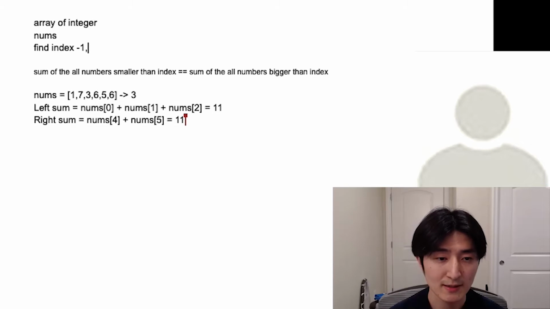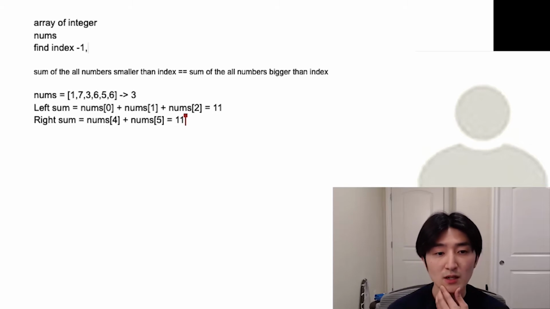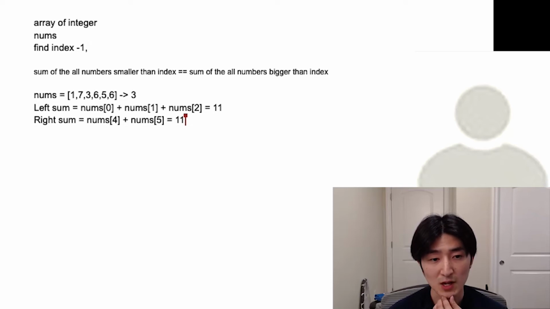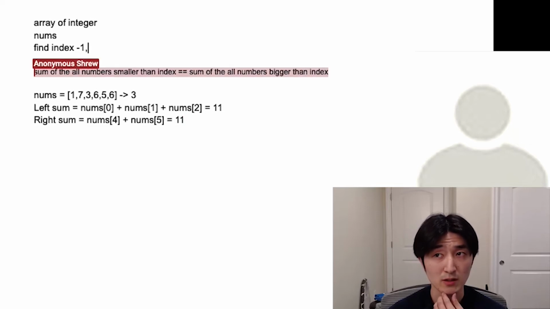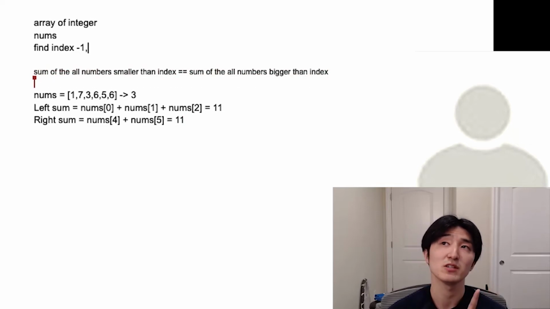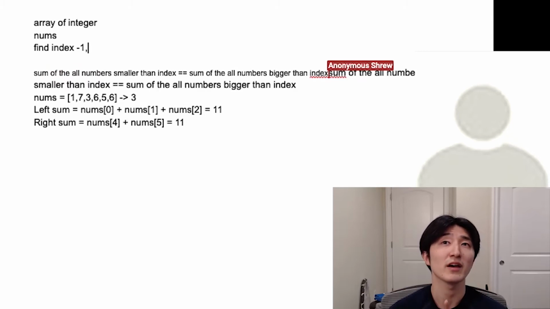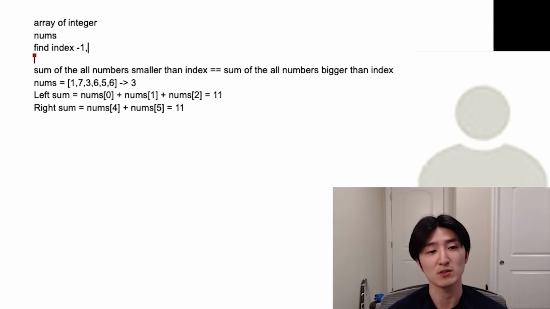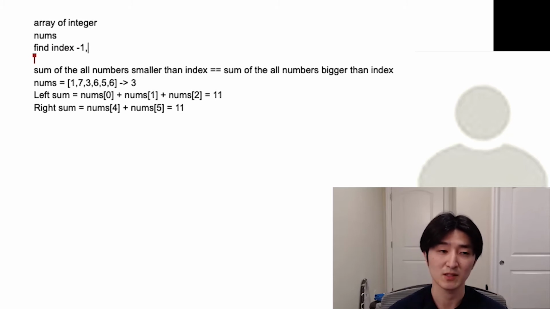Gotcha. Let me think. One solution I have is, I guess, going to be n square. We're going to look at each index and then calculate the sum up to that index and the sum from the right of that index. So it's going to be two nested loops. That is an n square solution.